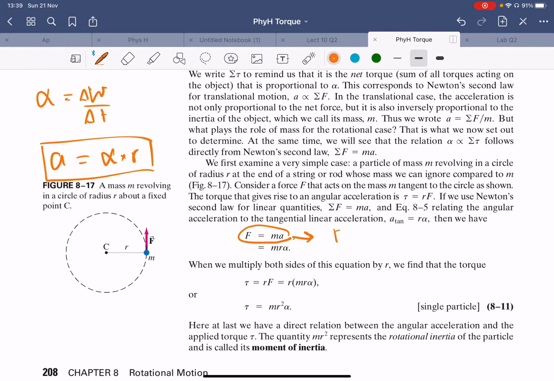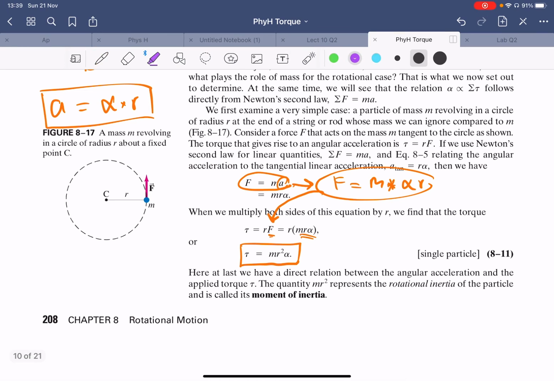I can change this a. I can say m times alpha r. Okay, makes sense. Now let's put this force in here. So change this: torque equals R F. Change this to m r alpha. If you simplify, you're getting torque equals m r square alpha.